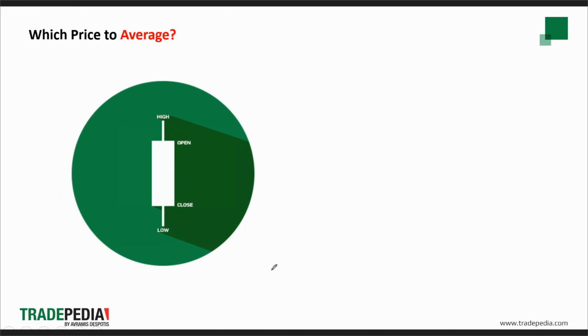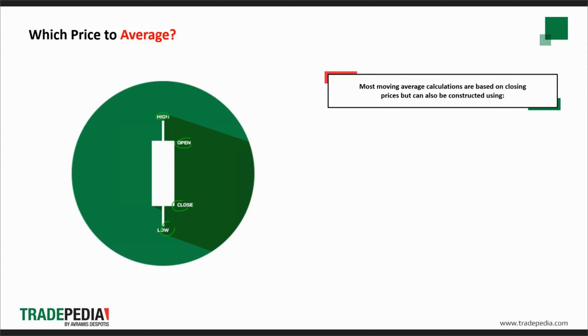Remember what a candlestick is. It has 4 different types of prices: your high, your open, your close, and your low price. So which price do you want to use to average, of the 4 prices? What you can consider is that most moving average calculations are based on closing prices, because the closing price is considered to be the most important price by the majority of market participants.